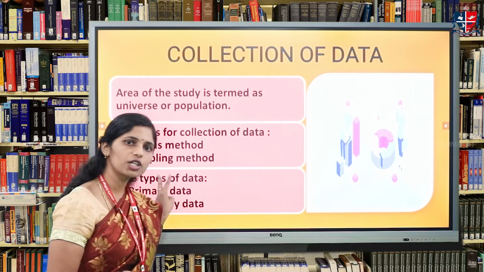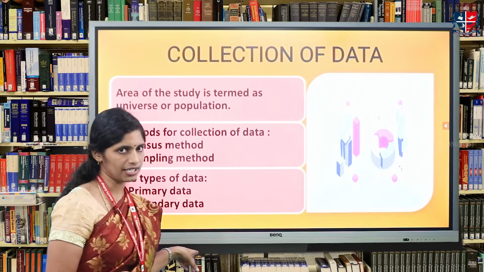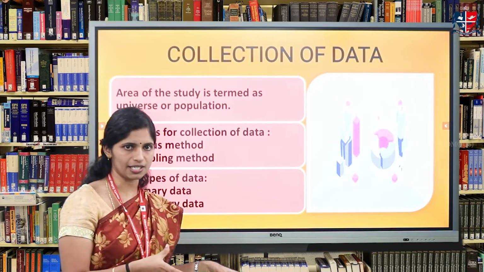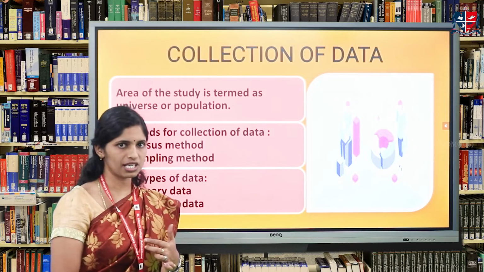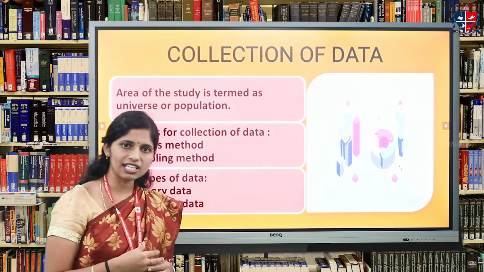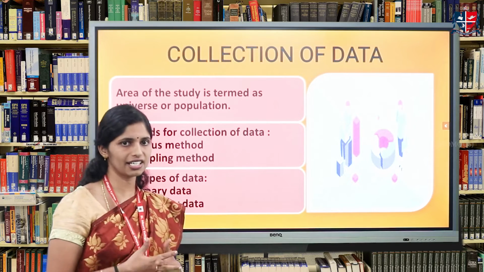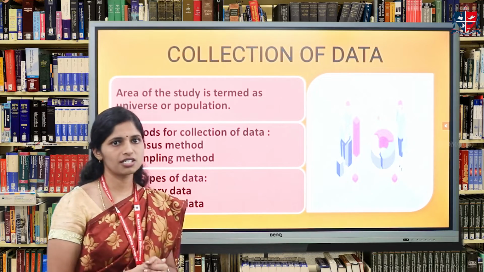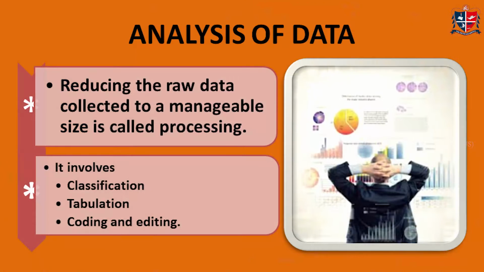And basically, there are two types of data, namely primary data and secondary data. The data which is collected for the first time, fresh, that is primary data. When we collect data from the employees of XY company, that is primary data. The data which is already collected and used for research or which is published already, that is secondary data. Maybe the data which we use from the articles published in some magazines or etc. That is secondary data.